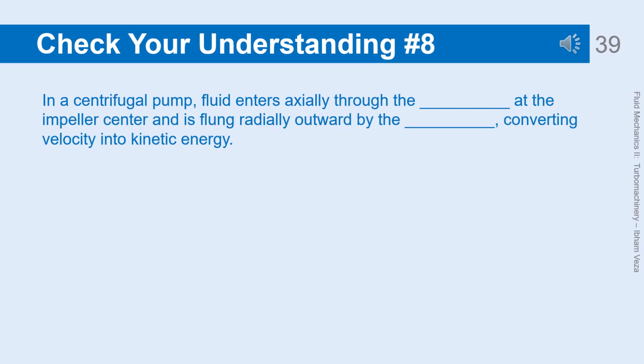Check your understanding. Number 8. This question emphasizes the fluid entry path and the main role of the impeller in a centrifugal pump. The fluid enters through the eye at the center of the impeller and is then accelerated radially by the rotating impeller. This process converts shaft mechanical energy into the fluid's kinetic energy. Understanding this is important to visualize how pressure is eventually built in the casing. This concept becomes the basis for velocity and velocity triangle analysis in the following slides.